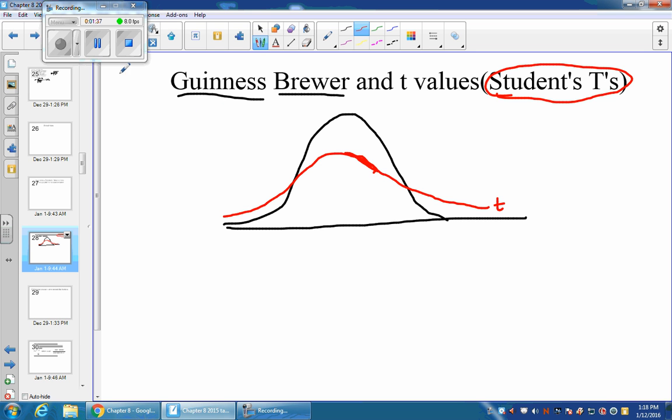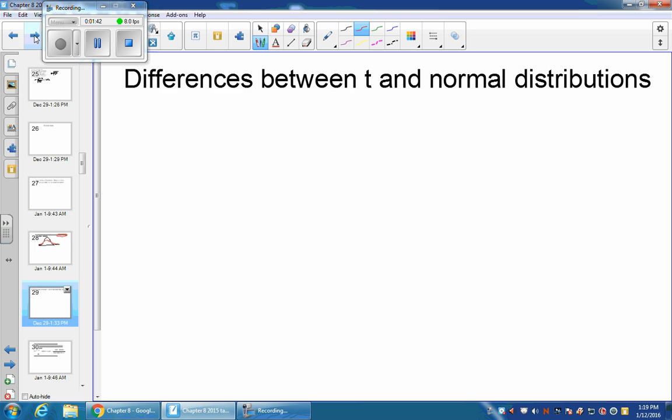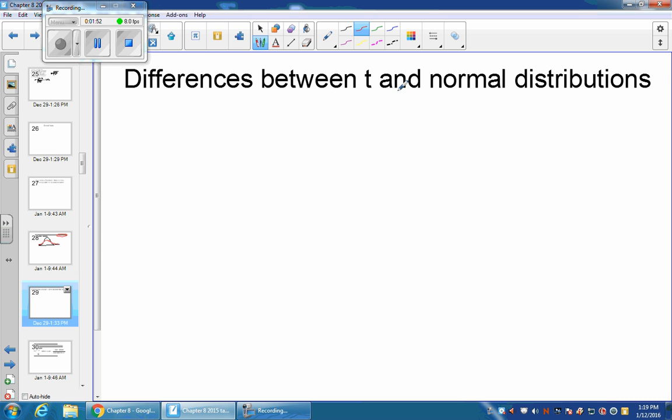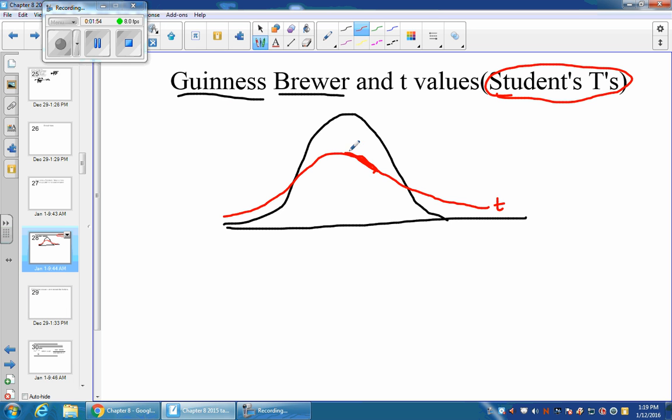Now he didn't know quite why it was flattened out at the time, but he just knew that it had to be flattened. Now we know the reason why it's flatter is because we don't know the population standard deviation. The difference between t distributions and normal distributions is that they're not as tall. The t distribution is shorter, and it allows for more error. Since we don't know the population standard deviation, the t distribution just accounts for a little bit of error in that value.